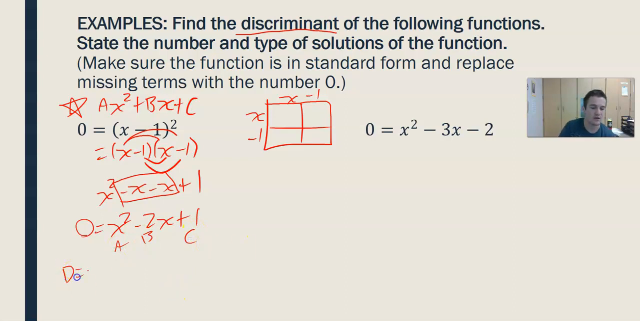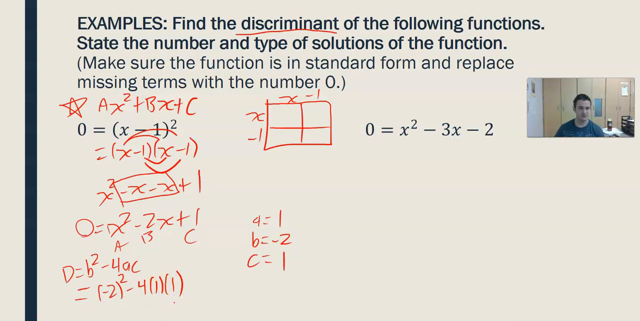Well, my discriminant is b squared minus 4ac, so let's find my a, b, and c values. A is 1, b is negative 2, c is 1. So if I plug that into my discriminant formula, b is negative 2, so negative 2 squared minus 4 times a times c. Just like that. Negative 2 squared minus 4 times 1 times 1.